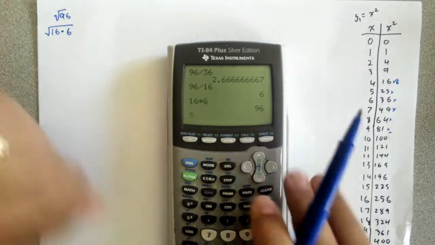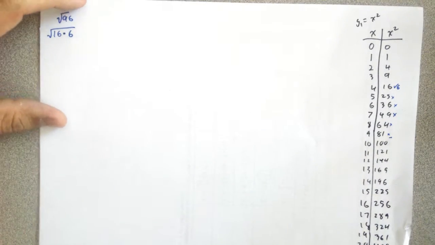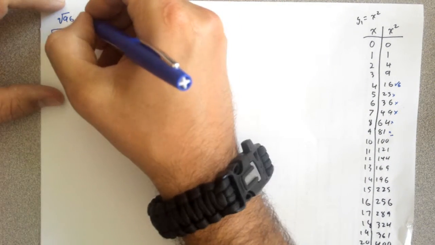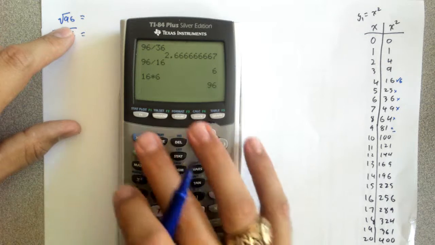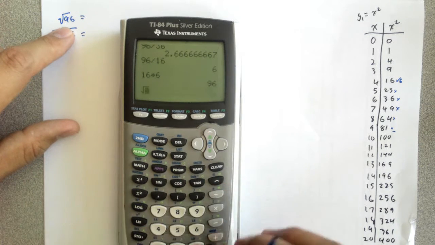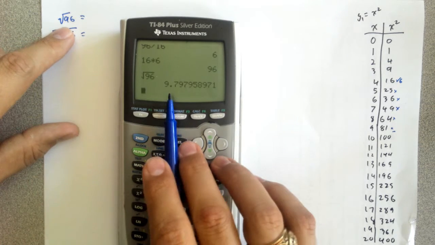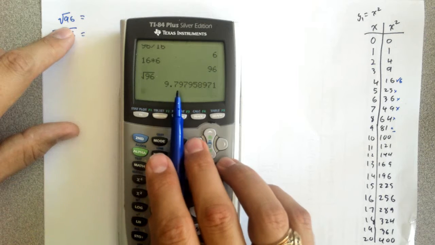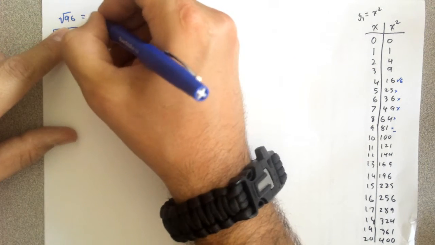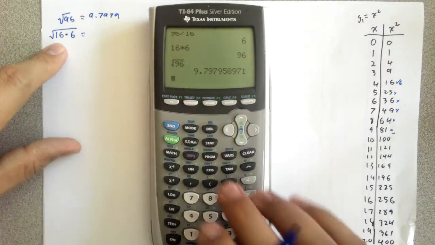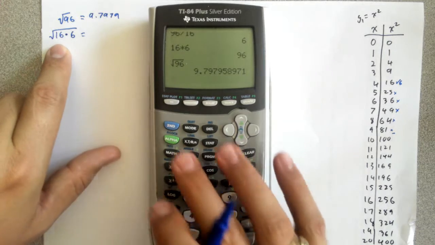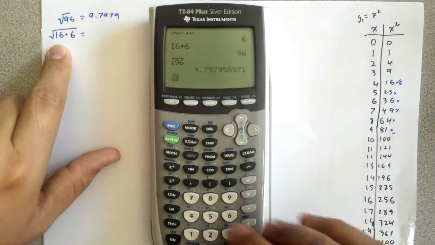Throughout this problem, and you don't have to do this on all the problems, I'm going to show you what's happening. We're actually going to get the decimal equivalent, or estimate, of this answer. So let's look at the square root of 96. That gets us 9.7979. This is an estimate, so I'm not going to put the whole thing.